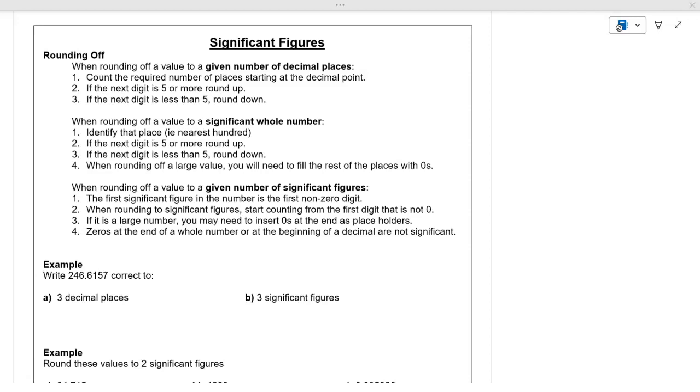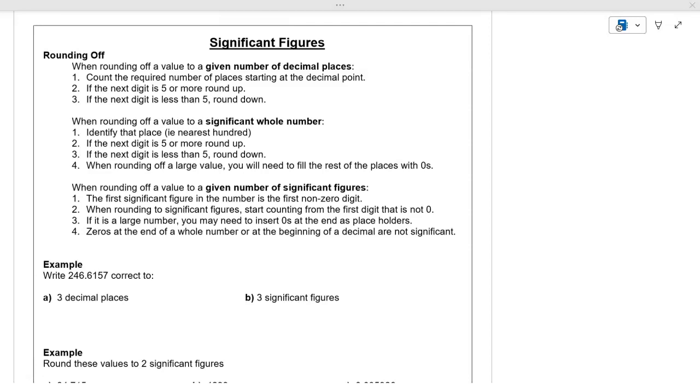Significant figures, these are similar to rounding with decimals, but a little bit different. So we know when we round with decimals, we count the number of places starting at the decimal point, and then we think, well, if I need 2, I'm looking at the third digit, and then I say if that digit is 5 or more, I round up. If it's less than 5, I round down, and everything drops away.